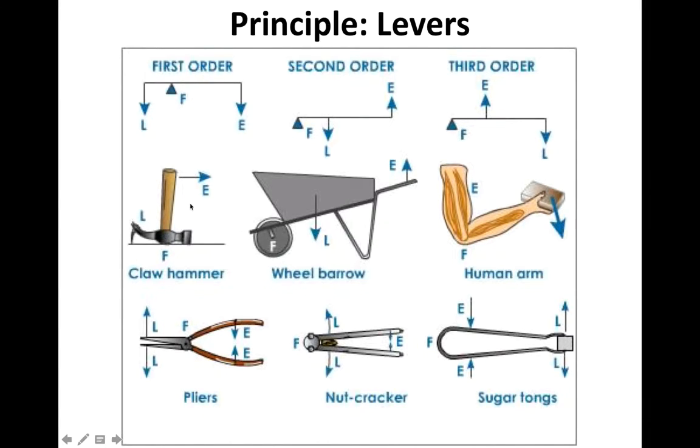So an example of a class 1 or a first class lever would be a claw hammer or a set of pliers. An example of a second class lever would be a wheelbarrow or a nutcracker. And an example of a third class lever, the human arm, or if you need a product, a pair of sugar tongs or tweezers are an example as well. And if you pause the video here, you should be able to see it's just the relationship of where the fulcrum, the load, and the effort is. It's just the positioning of them. Okay, so pause this video here and have a quick look at that, and you'll be fine.